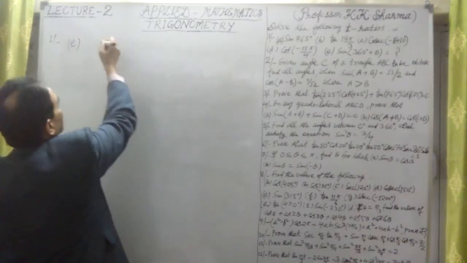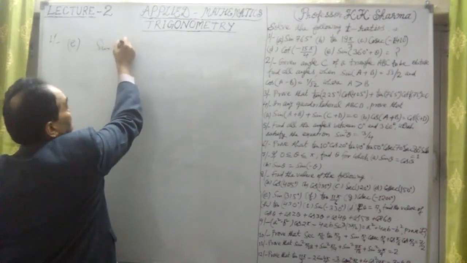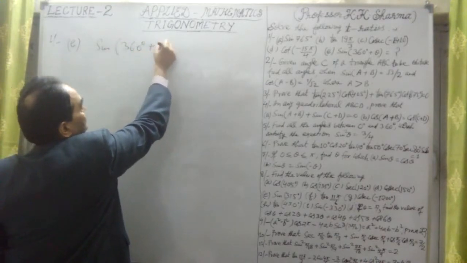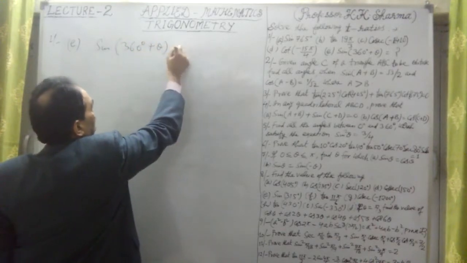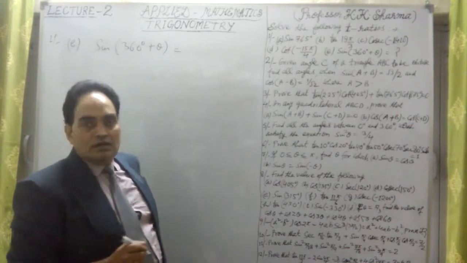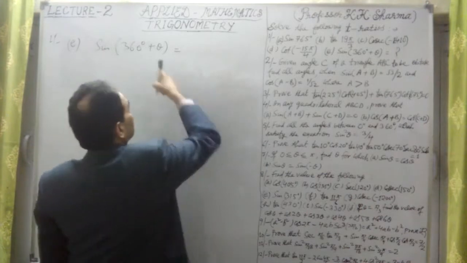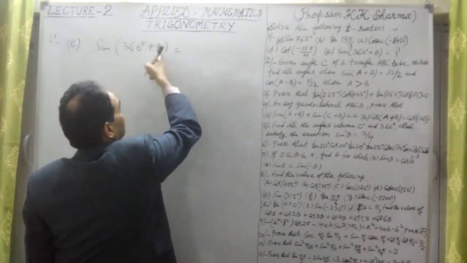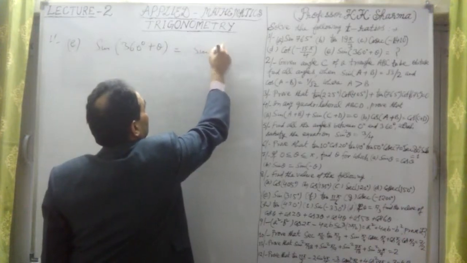The E part is: what is sine 360 degree plus theta equal to? This is simple. It is sine theta, because this is in the 1st quadrant. In the 1st quadrant all are positive, and sine 360 plus theta is equal to sine theta.